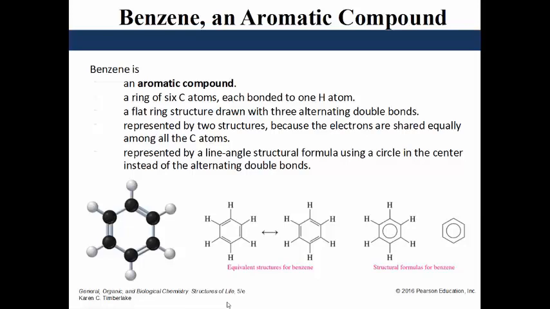Now, benzene is also represented by a line angle structural formula using a circle in the center instead of the alternating double bonds. You can write benzene either this way or this way because these double bonds are able to shift, since the electrons are shared equally. So benzene can be represented like this with the ball and stick model, or like this, but it's commonly written like this. You have the hexagon shape because it is a ring of 6 carbons, and then the circle in the middle to represent these shifting double bonds.